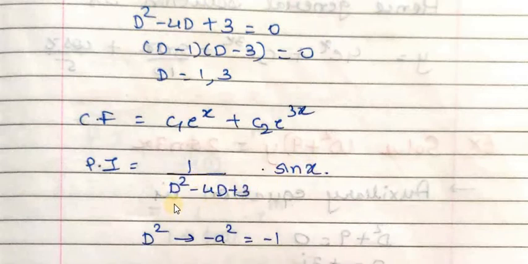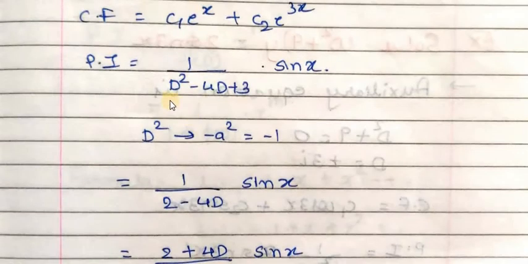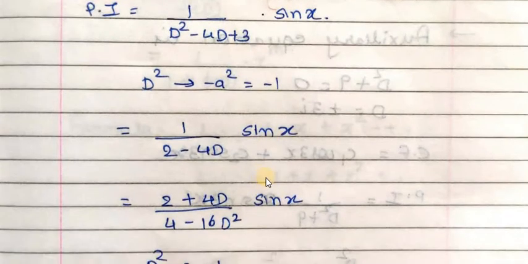So in the denominator we have D square over here, and we have to replace D square by minus a square, and the value of a is 1. So 1 square will become 1, and minus a square will become minus 1. So replacing D square by minus 1, it will become 1 over minus 1 plus 3, the result will become 2, and this is minus 4D, and this is sine 1x. Now you can see that in the denominator we have a function of D only, and we have to make it a function of D square, as we are in the case of sine of ax plus b or cosine of ax plus b.